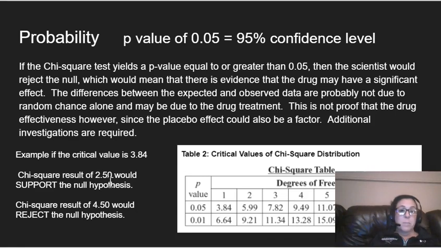Let's look at the opposite of that. Let's say that I do all of my data analysis and my chi-square results give me a 4.50. When I would compare that to my critical value of 3.84, it's larger. If small supports the null hypothesis, large would say that I would reject it.